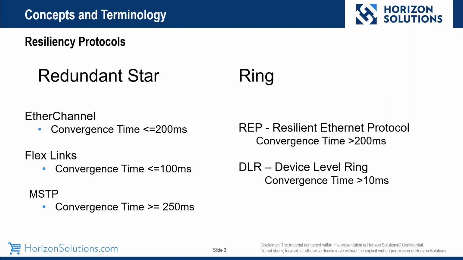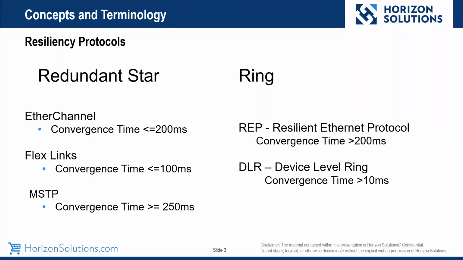This adds resiliency because if you have 5 1-gig links between two switches and you bundle them into a 5-gig EtherChannel, and let's say one of those links goes down, it will continue to function, just at a 4-gig capacity. And it has a very fast convergence time, less than 200 milliseconds.